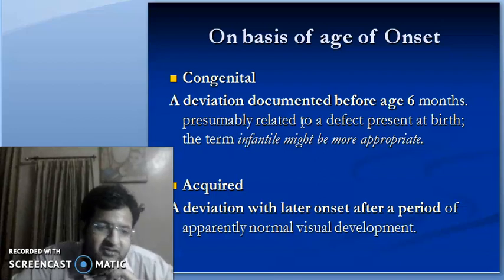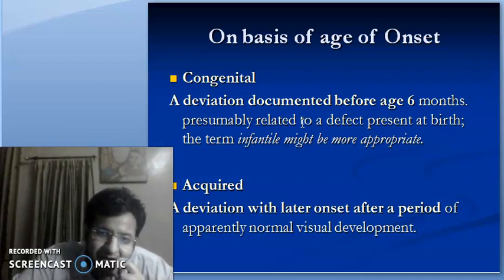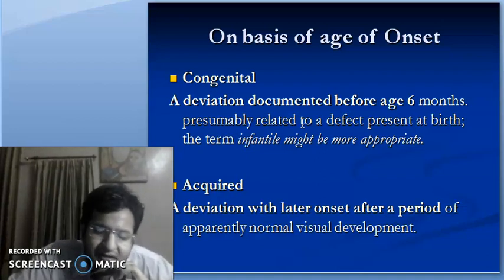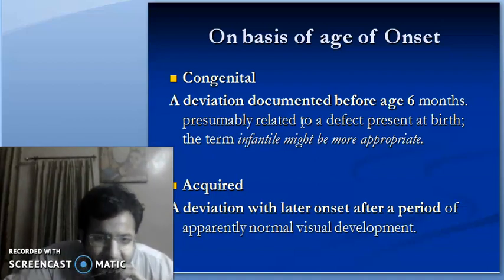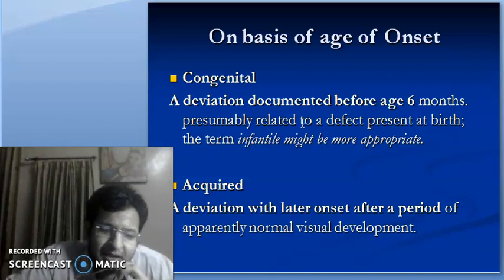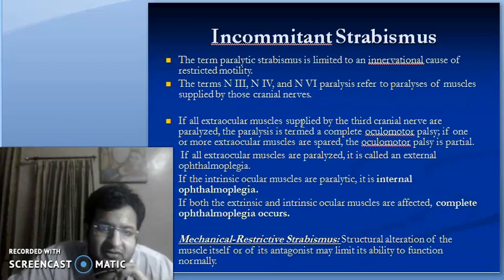On the basis of onset, strabismus can be classified into congenital and acquired. What is congenital strabismus? We label the strabismus as congenital when the deviation is documented before the age of 6 months, related to any defect present at birth. The more appropriate term for congenital strabismus is infantile strabismus. It is acquired when the deviation has a later onset, after a period of normal apparent visual development, and is referred to as acquired strabismus.